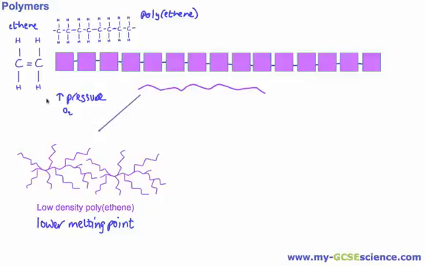You don't need to know the details of exactly how this happens. All you need to know is that one set of conditions can create low density, and the key thing about low density is that the chains are in branches, and that separates the chains out a little bit, makes it low density, gives it a lower melting point.